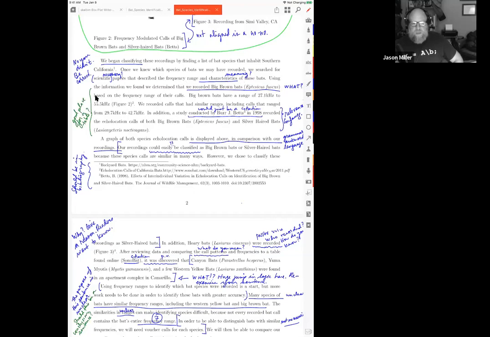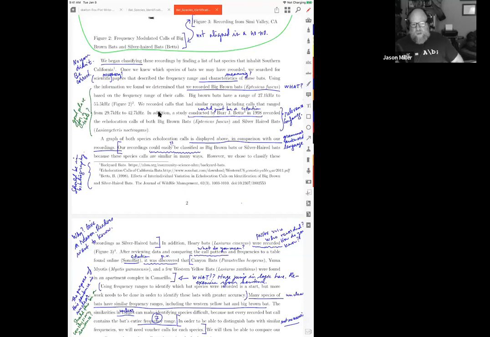And then here you're talking about numbers for a big brown, and I say good place for a table, right? And that Sonobat handout has some tables in it. You can just transcribe that into the LaTeX. And then I'm confused about this sentence here about its relevance.